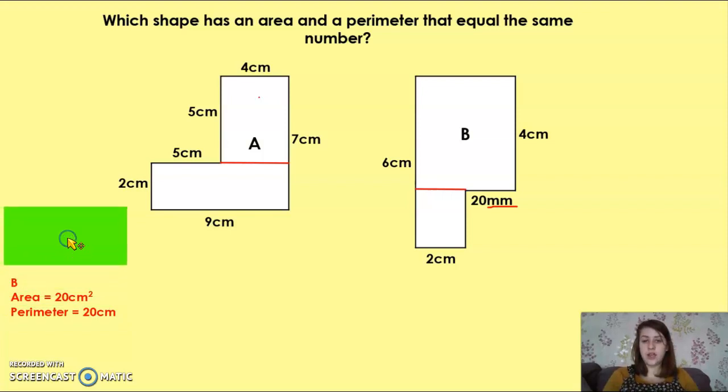Okay, so hopefully you got B as your answer. So the area of B is 20 centimeters and the perimeter is also 20 centimeters. So hopefully you got that one correct.